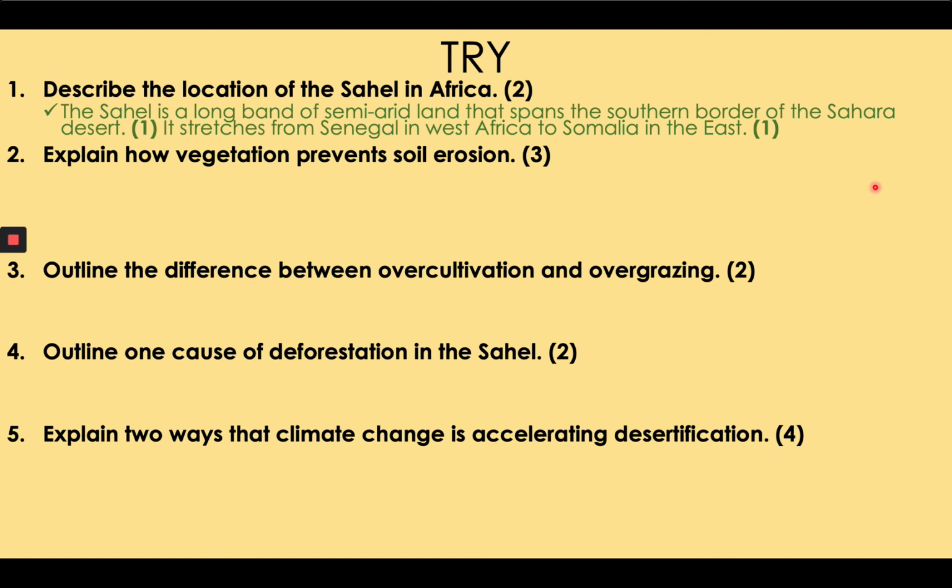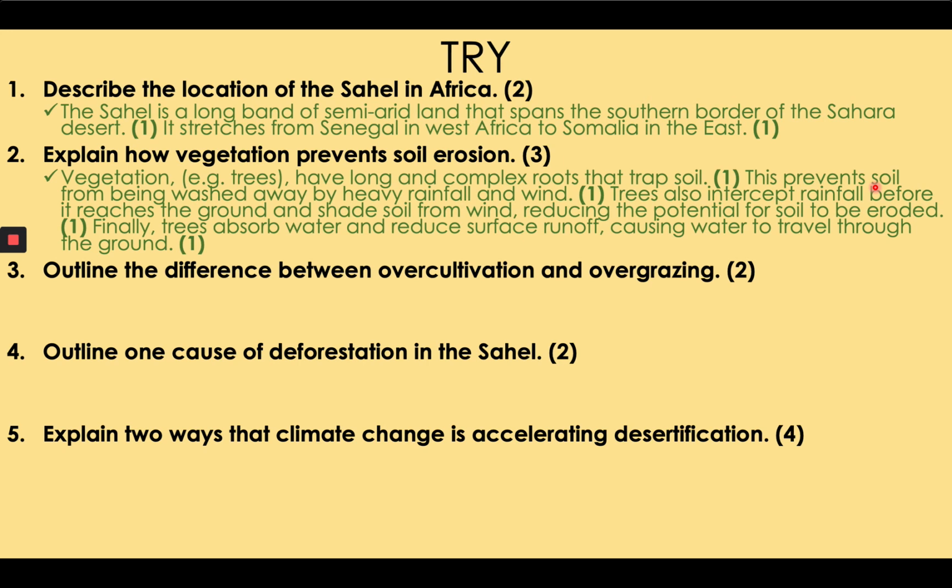2. Explain how vegetation prevents soil erosion. You need 3 of these points. Keywords. Intercepting rainfall. So the trees intercept rainfall with their leaves and their branches, which means that it hits the ground less forcefully and washes away soil much less. They also shade the soil from wind, meaning that less soil can be washed away. Key points. Make sure you have all of them.